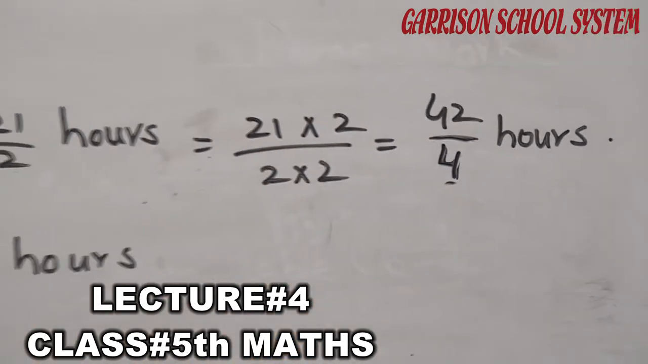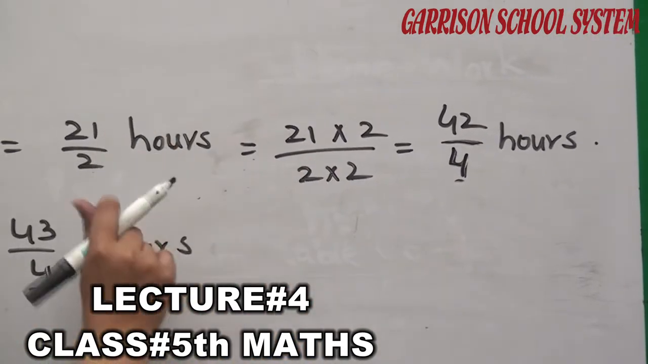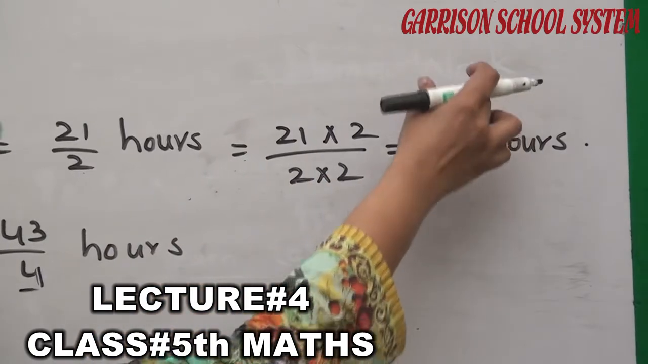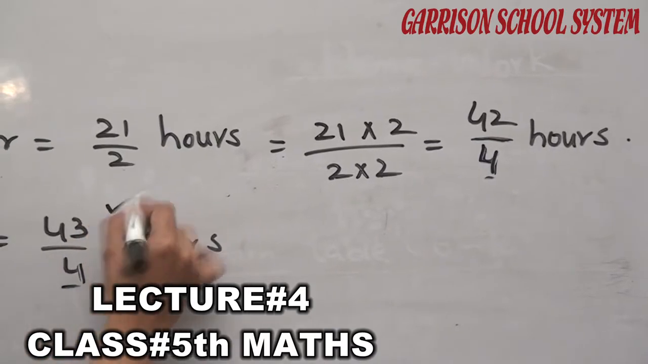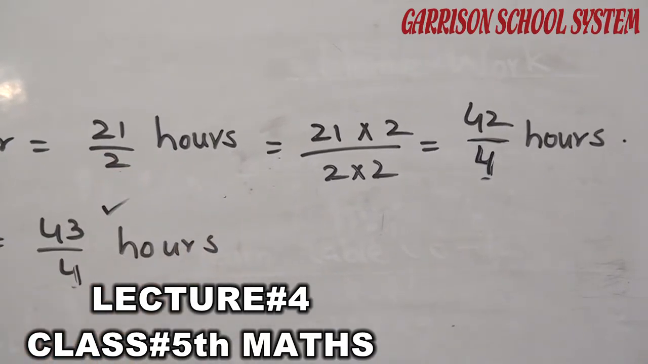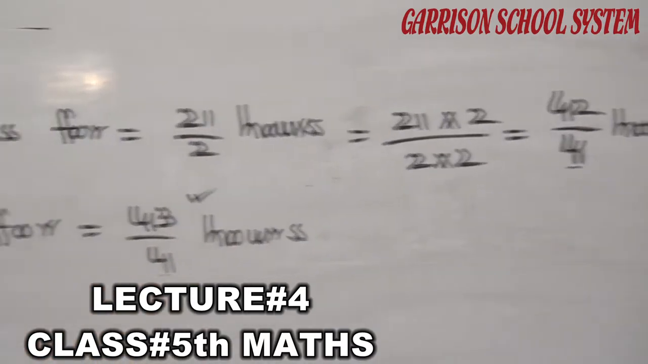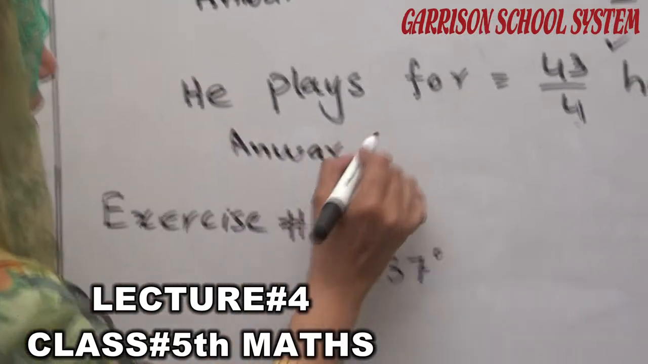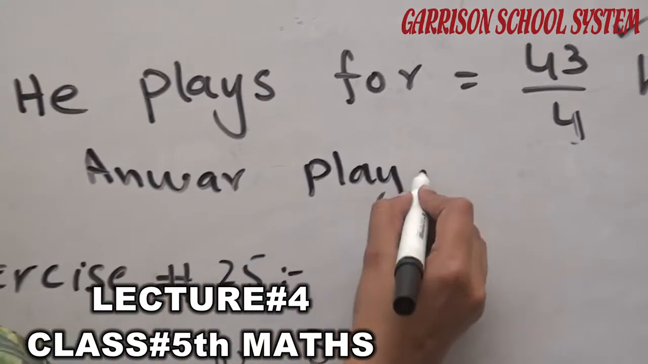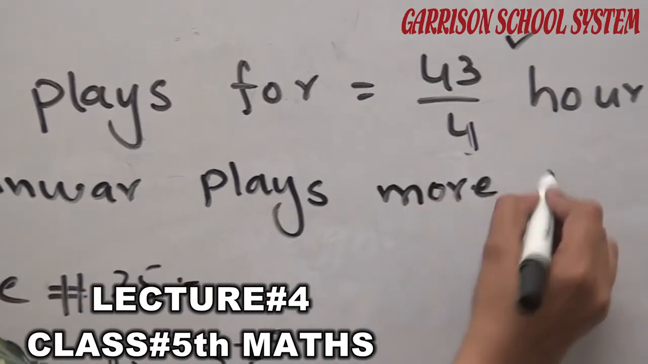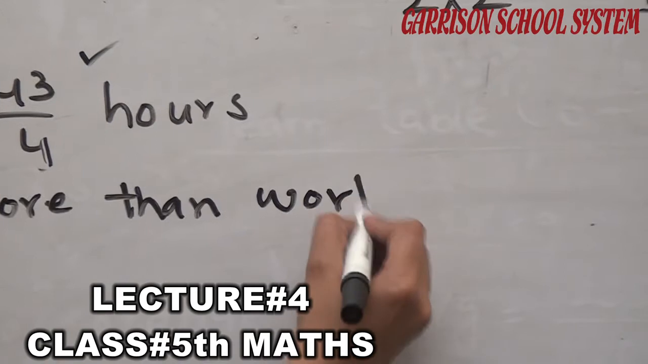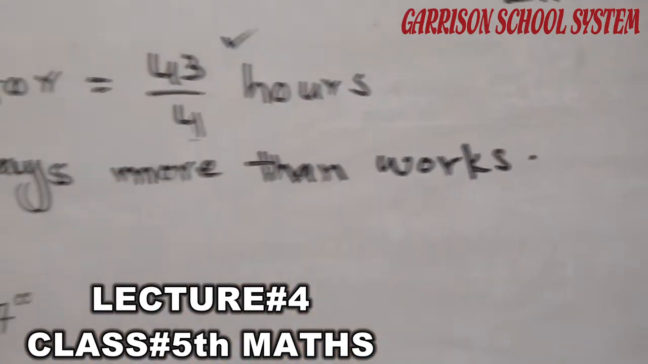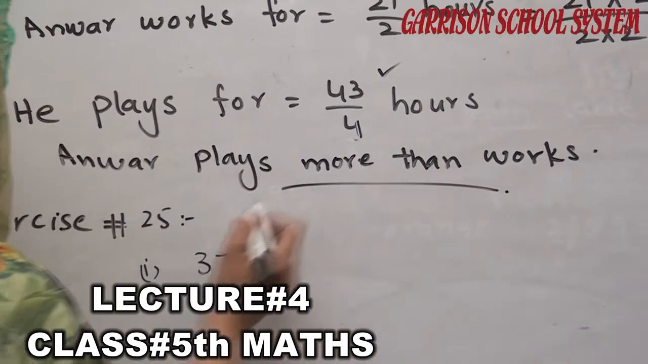Now we can compare which Anwar did more, 42 by 4 or 43 by 4. Yes, 43 by 4 is the greater number. So we can write here Anwar plays more than he works. So we can write in this way.